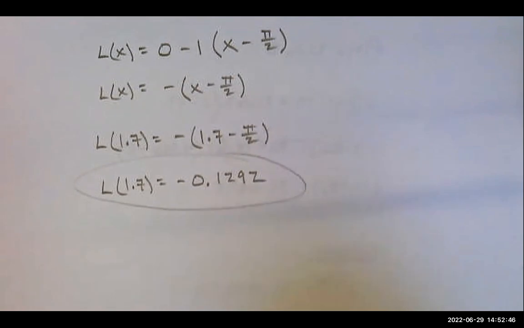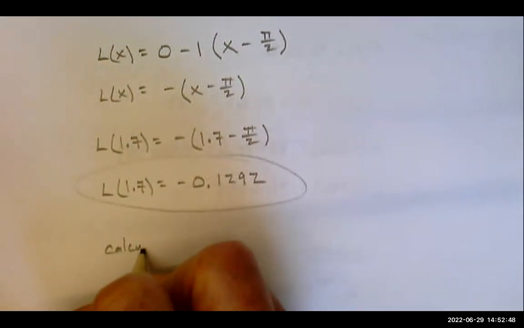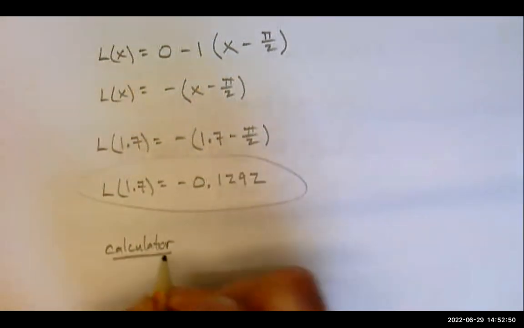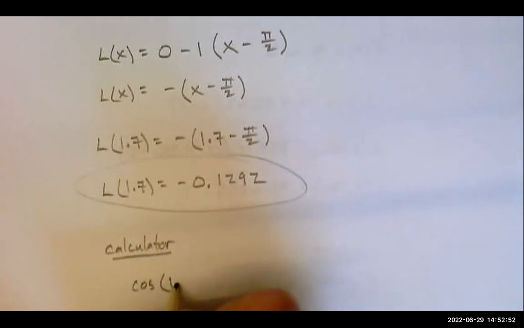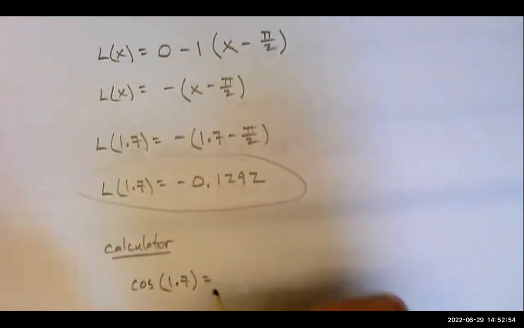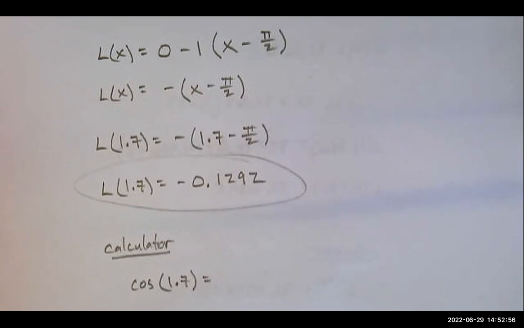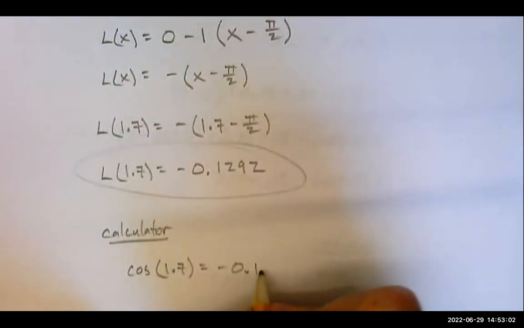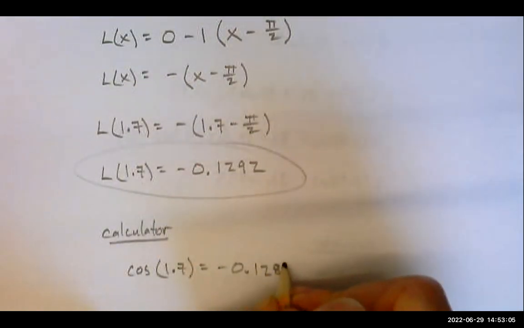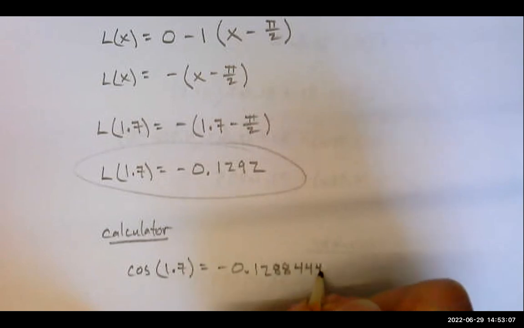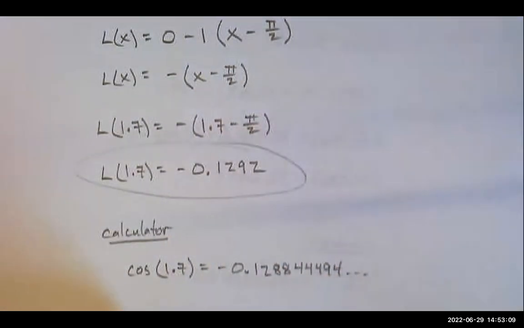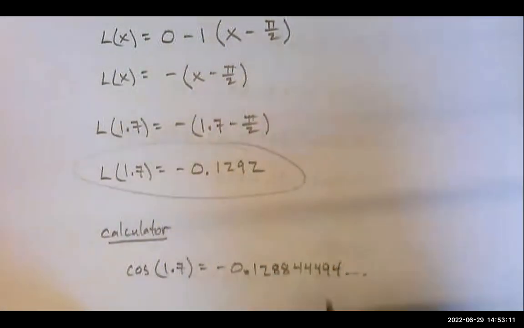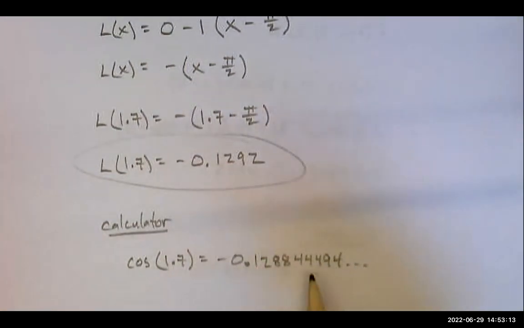Of course, we want to check what it is if we put it directly into a calculator. Make sure you're in radians. The cosine of 1.7 is negative 0.12884494, and so on. Okay, that's pretty good.